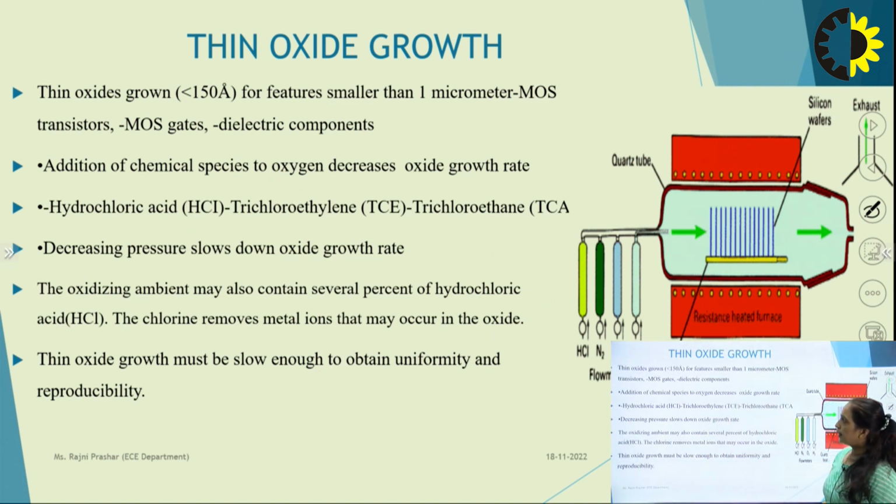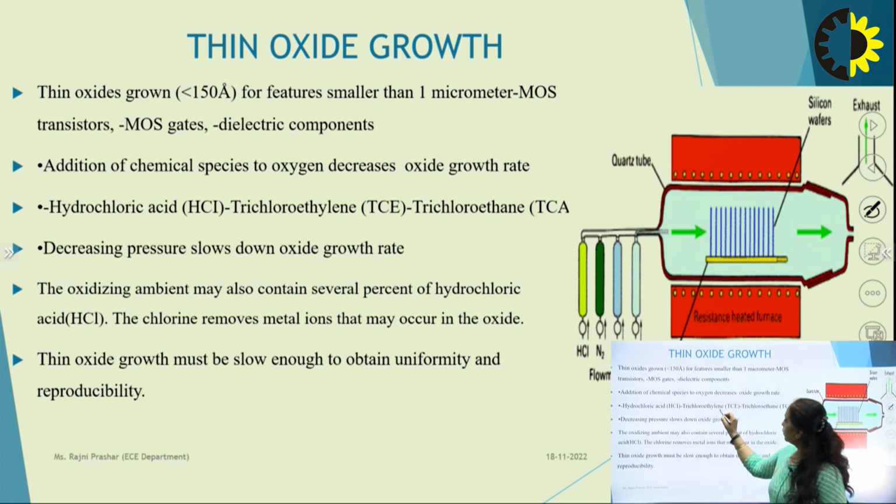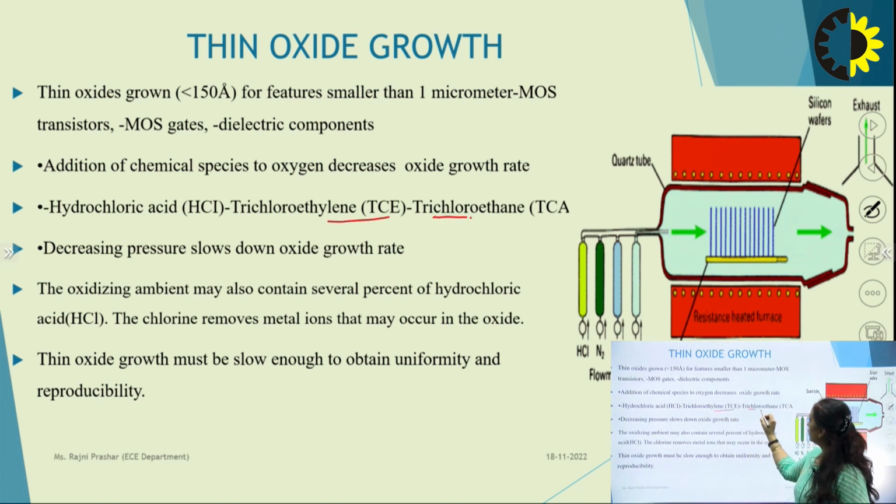Then the growth of thin oxide. Thin oxide is grown when we have a very small feature size, for the formation of the gate in the case of MOSFETs. The addition of chemical species to oxygen decreases the oxide rate. So HCl, trichloroethylene and trichloroethane can also be used as reactant molecules.